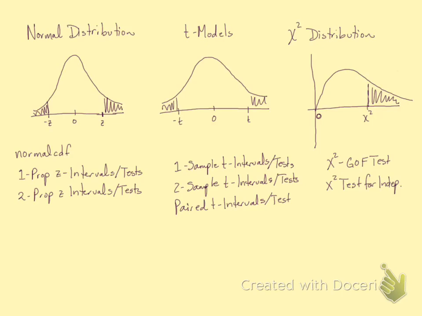In Chapter 19, we'll look at two different tests. We'll look at a goodness of fit test and a test for independence. And just a note, because we don't have that symmetry with a chi-squared distribution, we don't find intervals for chi-squared distributions. We're only running tests in this chapter.